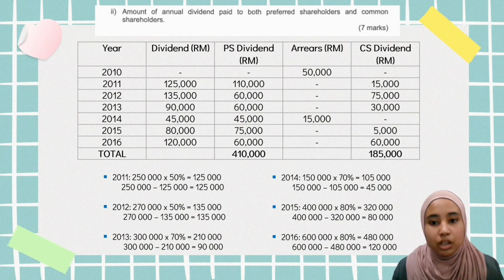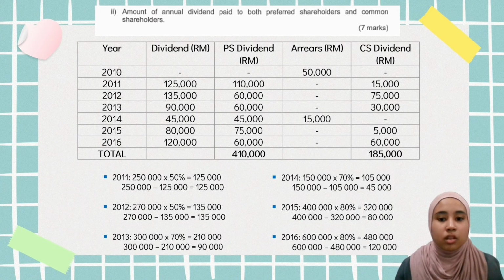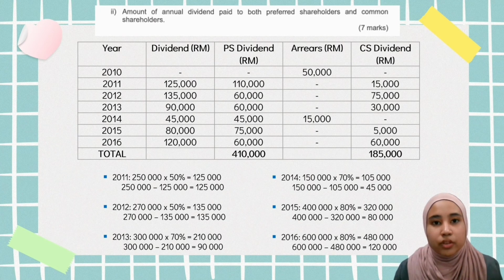Step 1. Multiply earning after tax by the retention ratio. So, from 2011 to 2016, multiply the percentage of retention ratio with the earning after tax. For 2011, 50% multiplied by 250,000 gives you 125,000. For 2012, 50% multiplied by 270,000 gives you 135,000. Then continue with the same step for the other years.